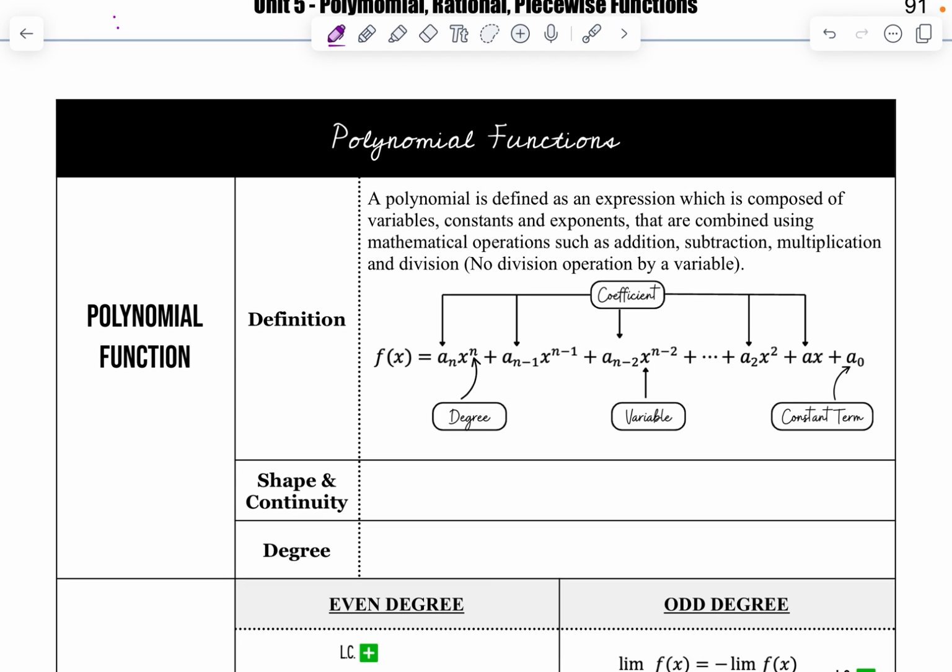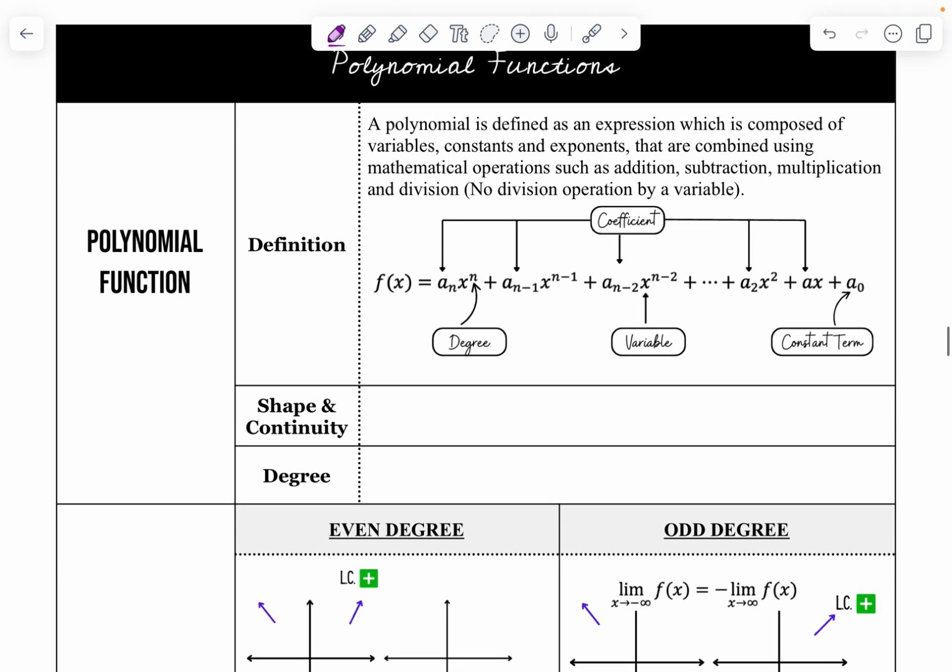In Unit 5, we examined polynomial, rational, and piecewise functions. So in this first lesson, we're focused on polynomial functions. Reminder that a polynomial is defined as an expression which is composed of variables, constants, and exponents that are combined using mathematical operations such as addition, subtraction, multiplication, and division. No division operation by a variable, though.